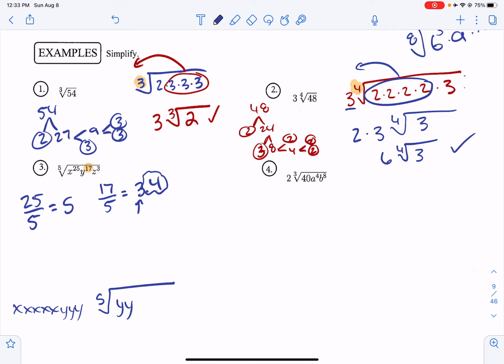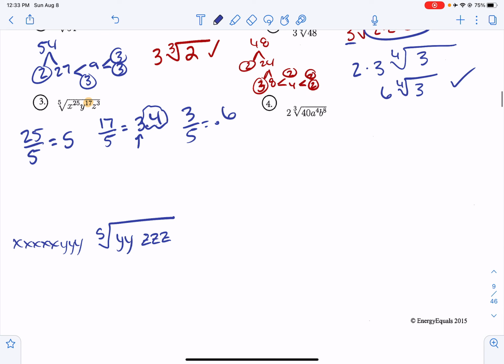And then the Z to the 3rd power. Well, 3 divided by 5, that's not even a whole number. That's just 0.6. So that means there's no groups of Z's that I can pull out. I just have to leave all of my Z's on the inside.